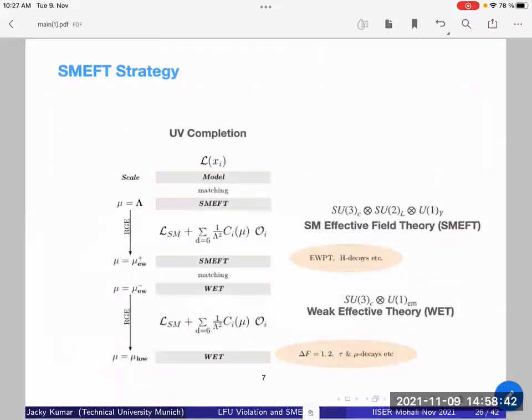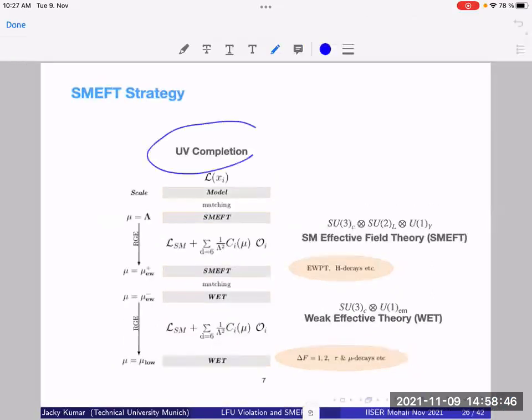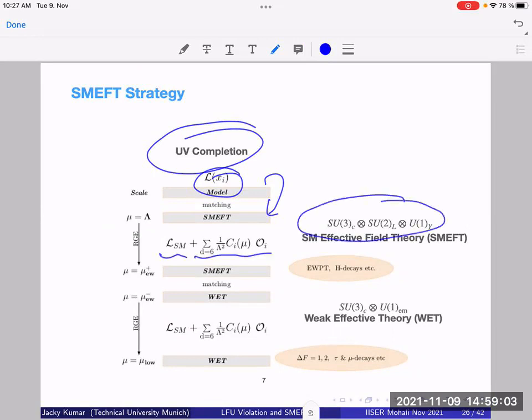So this is a general strategy that one follows in SMEFT. We have a UV completion model, and assuming that all the particles are heavy, you can integrate them out and match your model to the SMEFT. That will give you the standard model plus a series of higher dimension operators, which are invariant under the full standard model gauge group. Then you run them down using the anomalous dimension matrices.